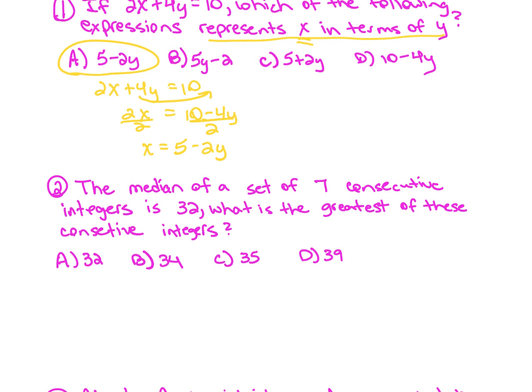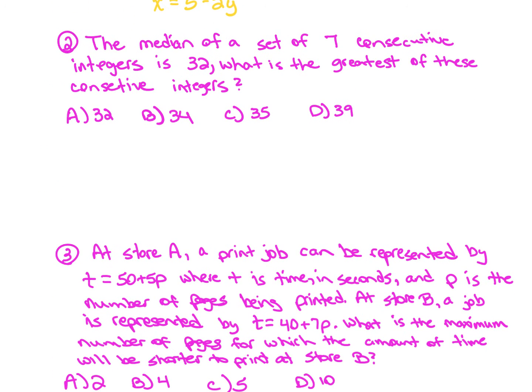For our second question, this surprised me. I did not think this would be one of the most missed questions, but it was. It says the median of a set of 7 consecutive integers is 32. What is the greatest of these consecutive integers? And I think what may have thrown some people off is this consecutive integers. If we have 7 consecutive integers, 1, 2, 3, 4, 5, 6, 7, and if 32 is the median, that means the middle term, which means if this were a 32, you have 3 numbers to the right of it and 3 to the left of it.